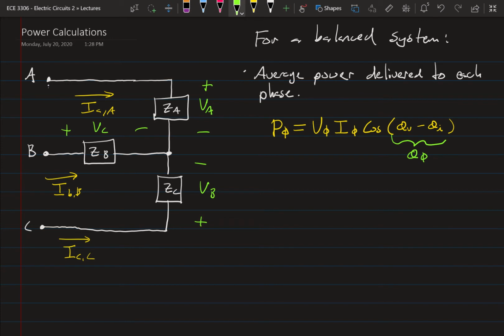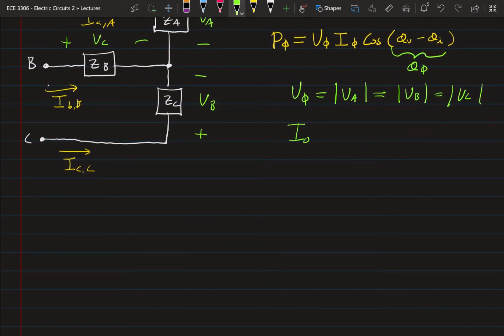And remember that V sub phi is just equal to the real component. So for A, it'd be just the real component of V_A or V_B or V_C. And the same thing for I. It's just the real component of the current for A and B and C. But we're going to stay focused on just the A sections, since they're all equal to each other.